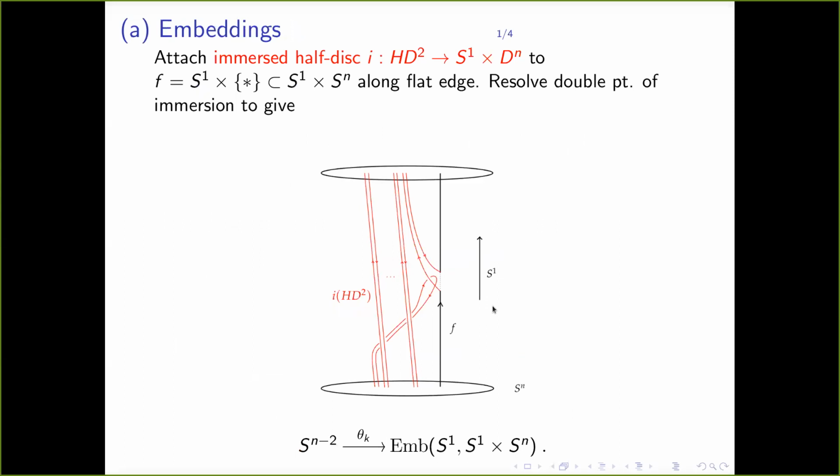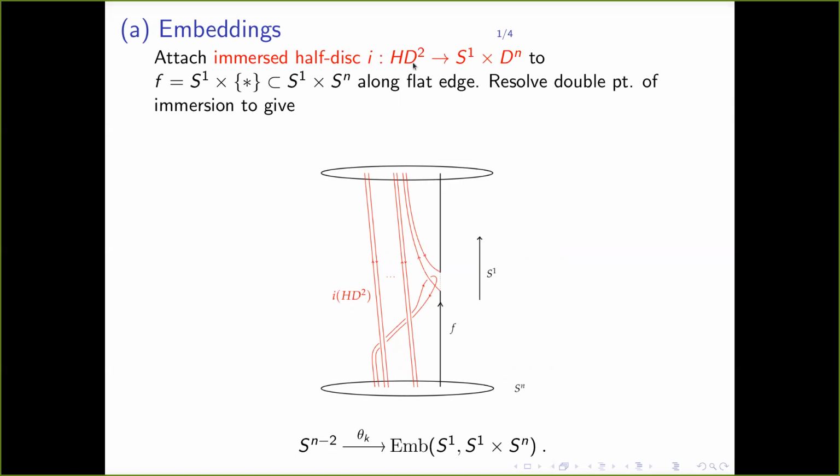So, construction of embeddings. You start off with an S1 cross a point in S1 cross Sn. Then you take an immersed half disk where the flat edge coincides with part of this vertical circle, and the round edge wraps around the circle factor some number of times and then comes back and has a double point with itself. So there's a single double point. There are two one-dimensional manifolds intersecting in a regular double point, so the sum of the tangent spaces at the intersection is two-dimensional.